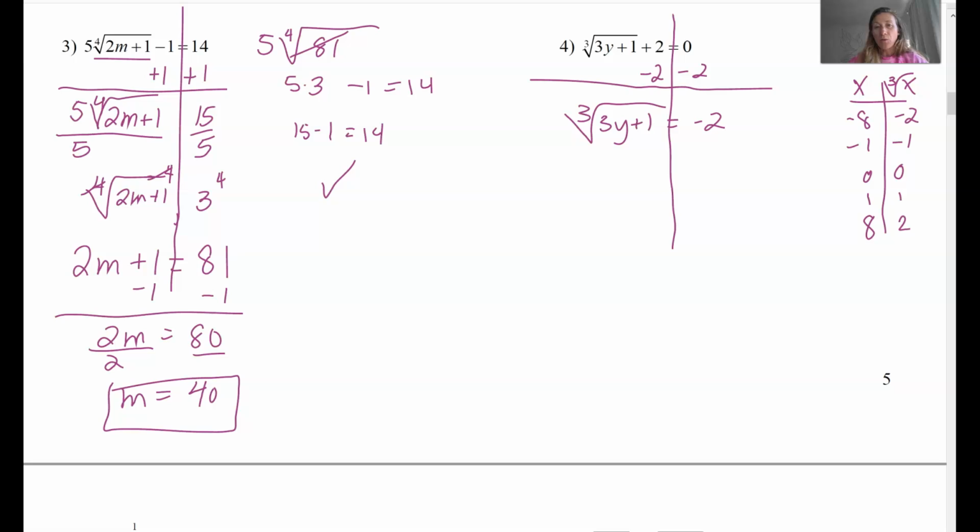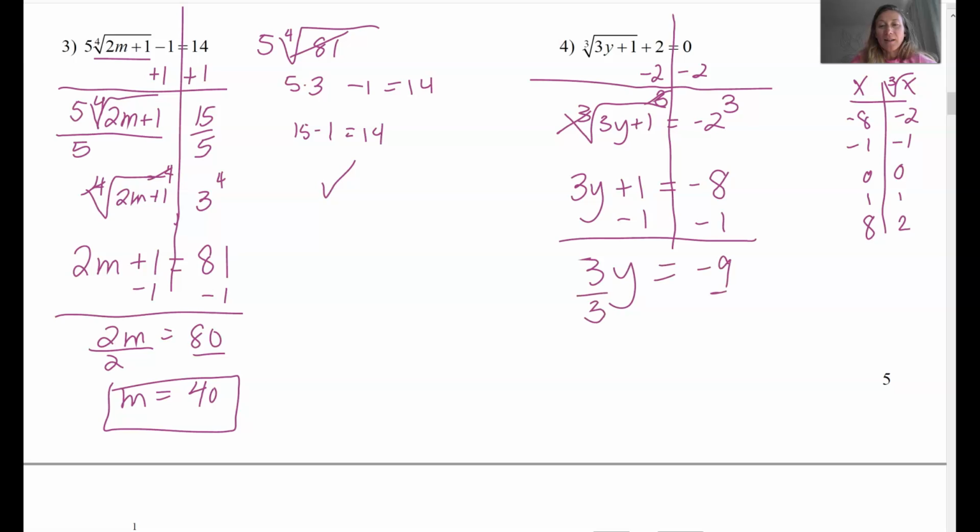And so we get rid of the cube root with cube power. The cube root cancels out, and I'm left with 3y plus 1 is equal to -2 to the third, which is -8. And it's because we've got that odd exponent, odd powers, that we're allowed to have negatives. So now I'm going to keep going solving for y. I'll subtract 1, and I'm left with 3y is equal to -9. Dividing by 3, I'm left with y is equal to -3.